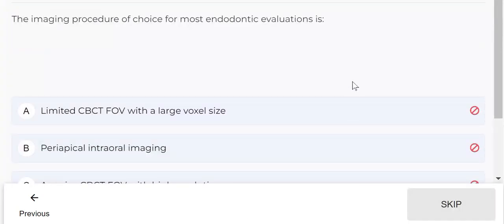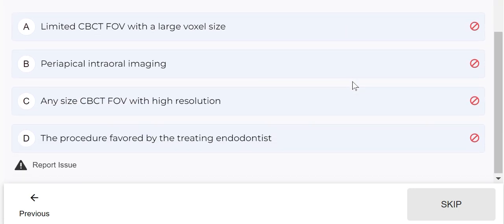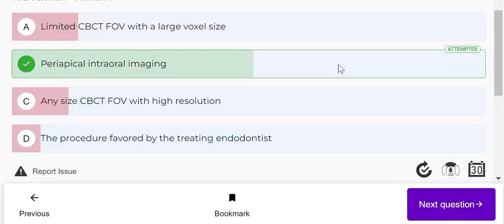The imaging procedure of choice for most endodontic evaluations is periapical intraoral imaging. Because CBCT is costly and not readily available also.